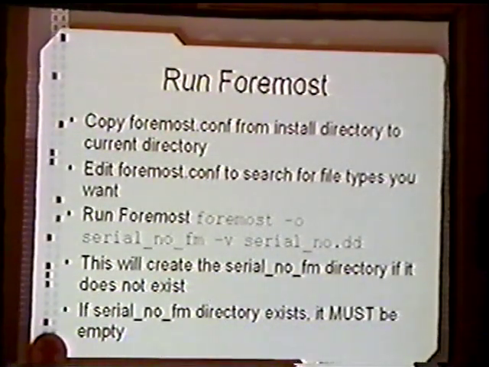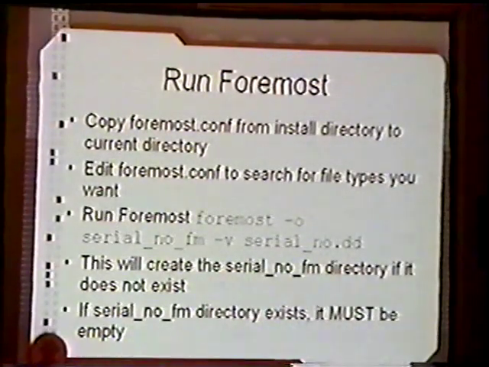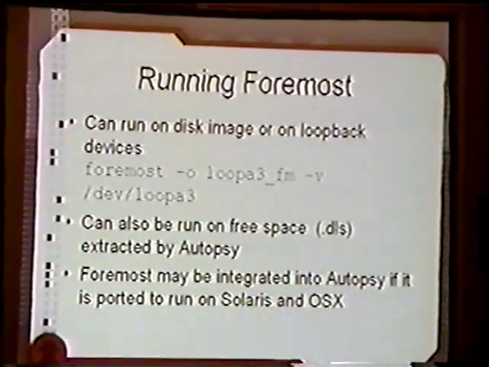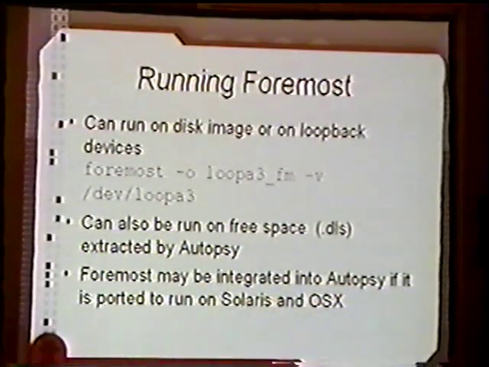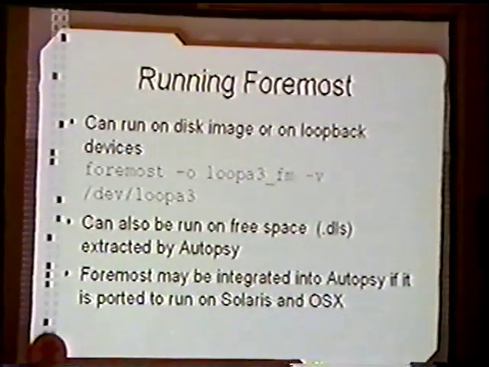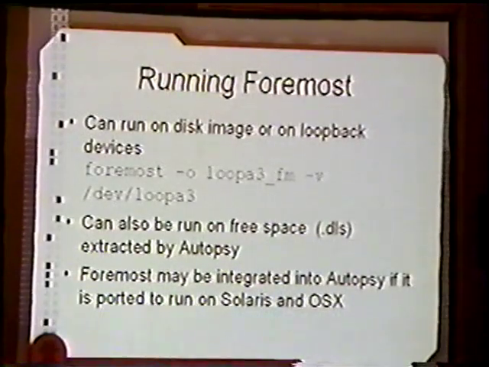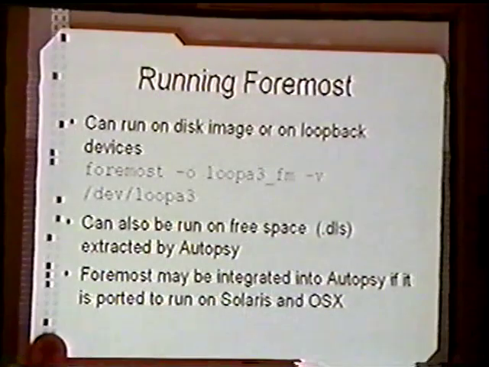If you want to mess around with Foremost, that ext3 file system image that's on the Black Hat CDs has some image files in there that have been deleted. You can run Foremost on there and extract most of them. You can also run it on the loopback devices if you want to just look through one particular partition. There's nothing wrong with that. You can also run it on the free space that is extracted by Autopsy. Autopsy has the ability to create what's called a DLS, which is the extension. It's basically the free space from a partition. And some people recently integrated Foremost into Autopsy, actually within the last couple of weeks.